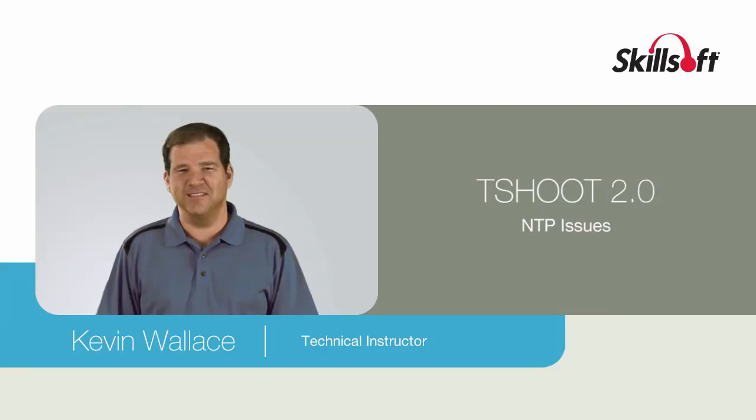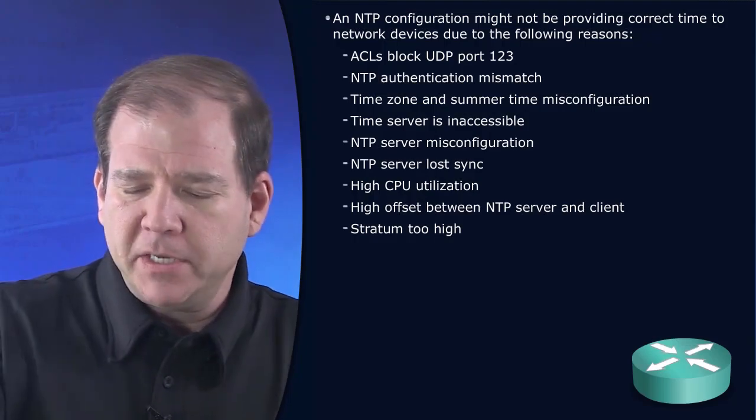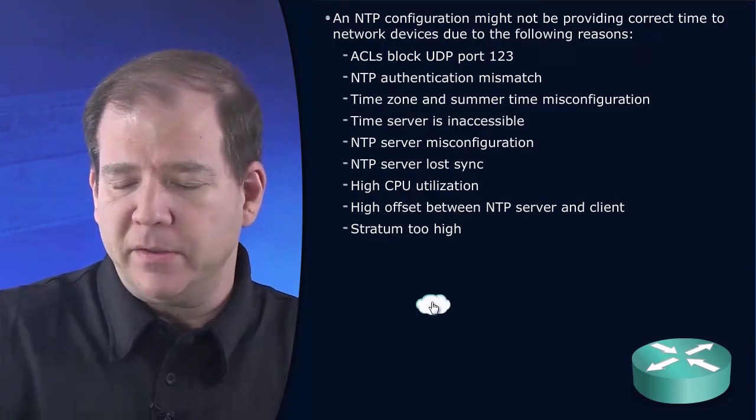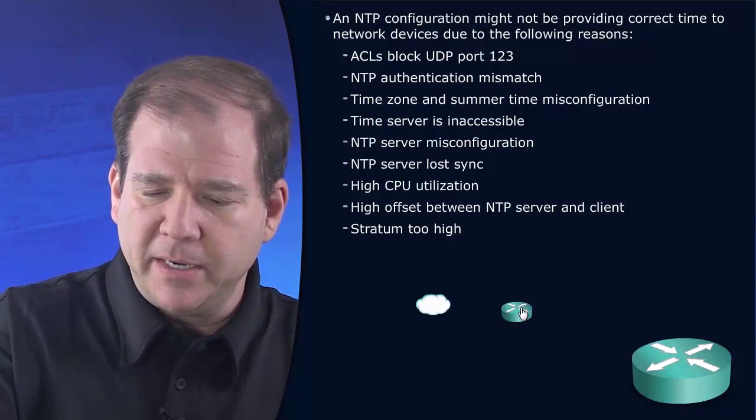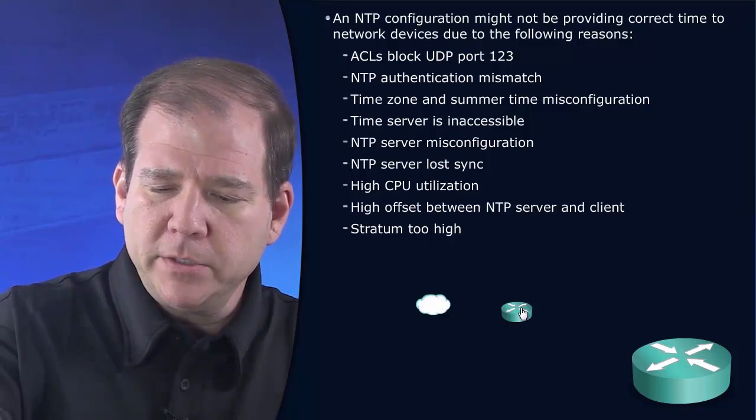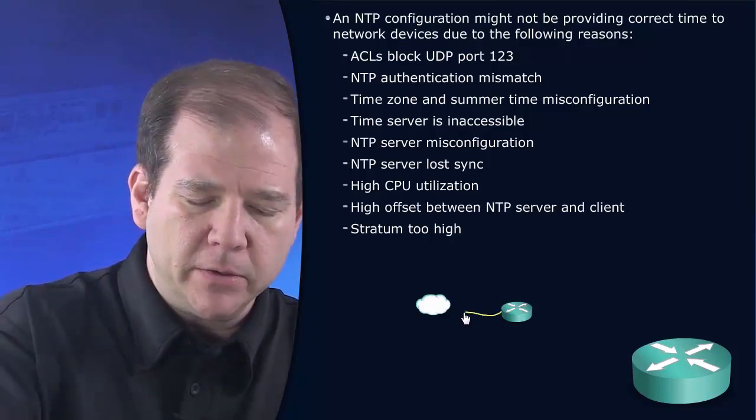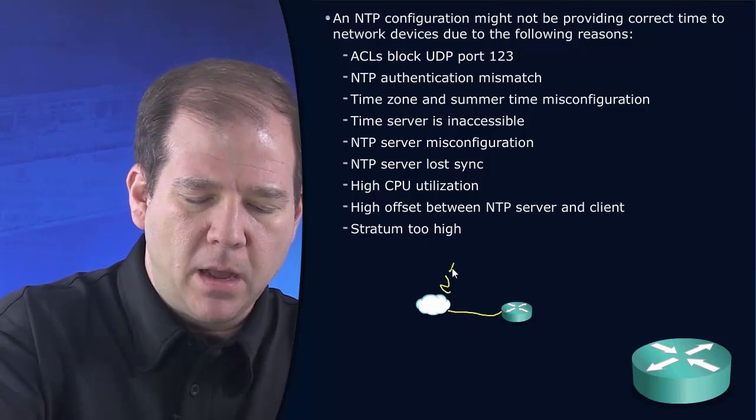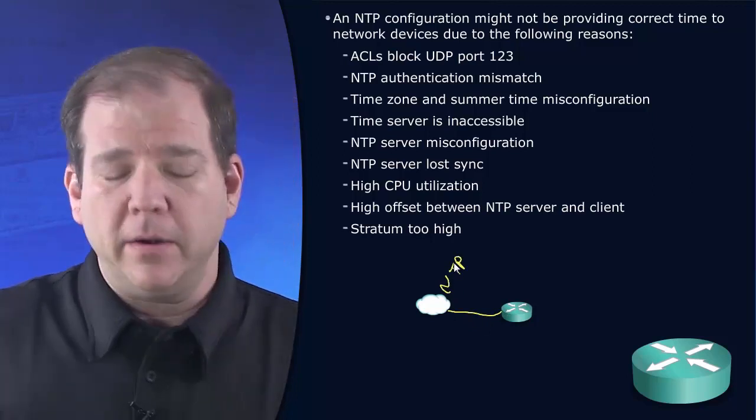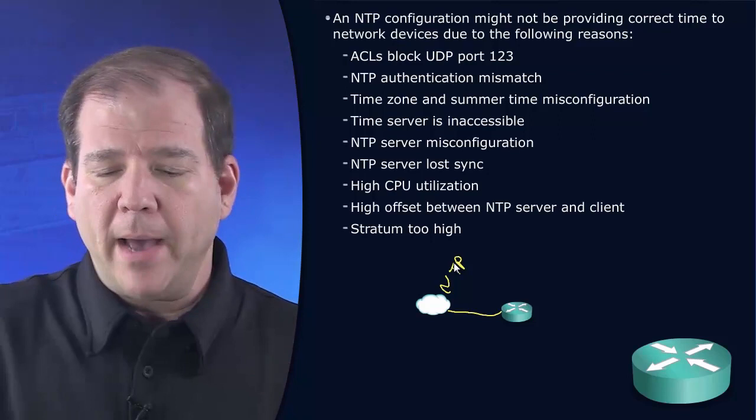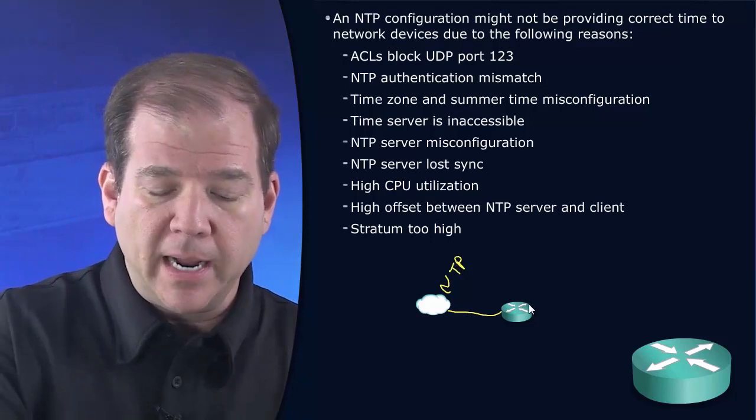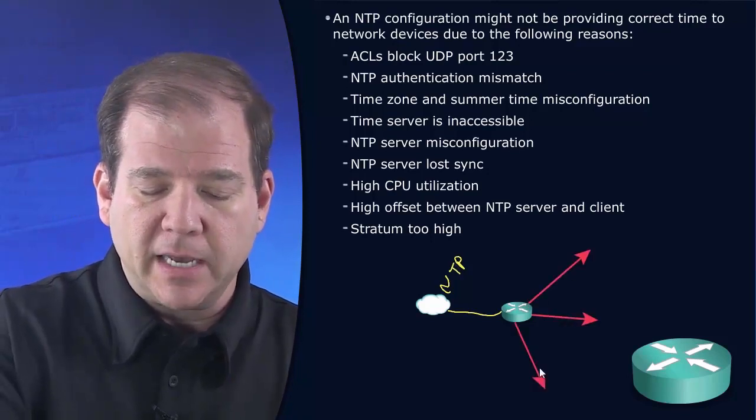Next, let's discuss troubleshooting NTP, Network Time Protocol. Here's the way you might see it configured. You might have a connection out to the internet, and you've got a router connecting out to the internet, and you're going to point out to the internet to get your time. There might be an atomic clock, an NTP server somewhere out on the internet that's going to give time to your router.